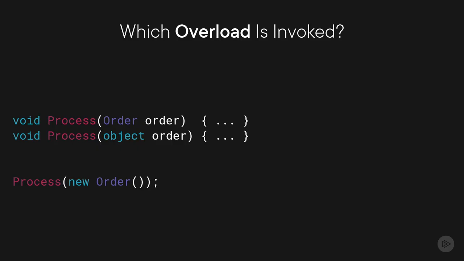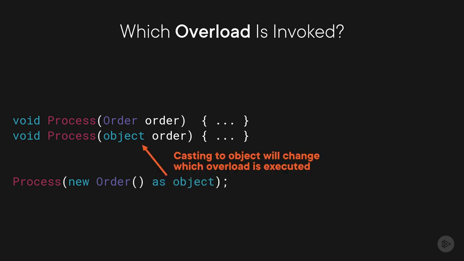As an interesting example, if one method accepts an object and the other accepts the type order, which one do you think is executed in this scenario? The fact is that it will execute the method that accepts an order, unless you would have casted the instance to an object before calling the method.